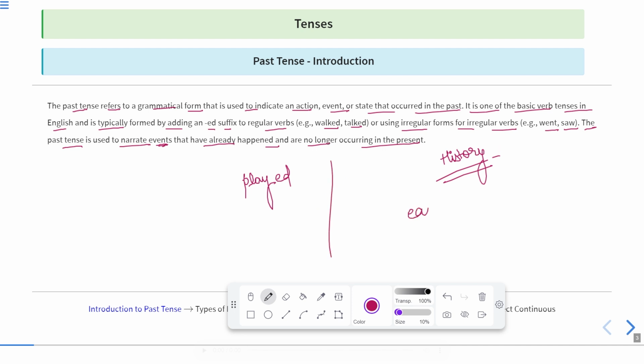For example, if we have the verb eat, eat can be converted into ate. Okay, so ate is the second or the past form of the verb. Okay, for the word sing, we use sang. Okay, for the verb see, we use saw. For the verb drink, we use drunk. Okay, the third form is something else.